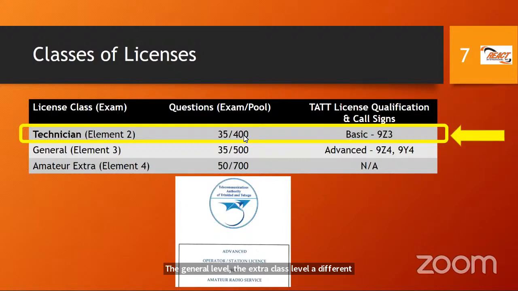So whereas the technician only had about 400, the general has about 500, and the extra class has 700. And they are different questions. There may be a little overlap in one or two of the topics, and questions might be similar, but generally it's of increasing challenge and increased knowledge required. So the question pool to answer the specific questions are different between the technician, general, and extra as well.